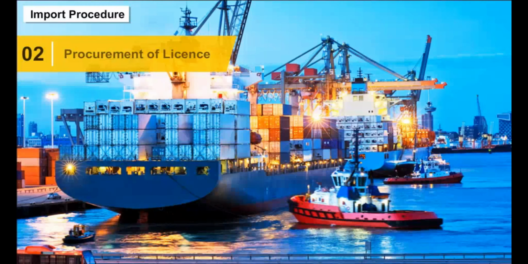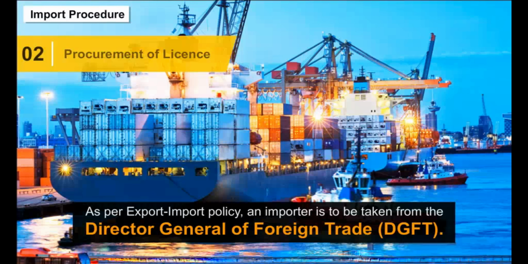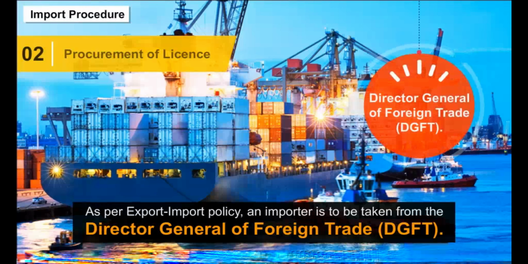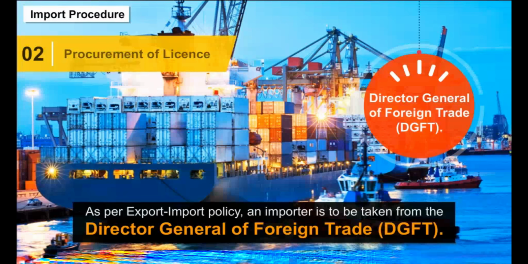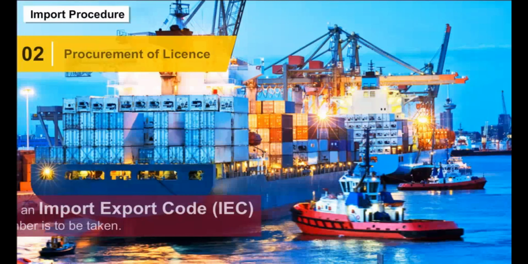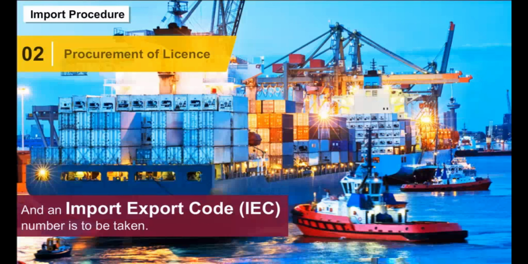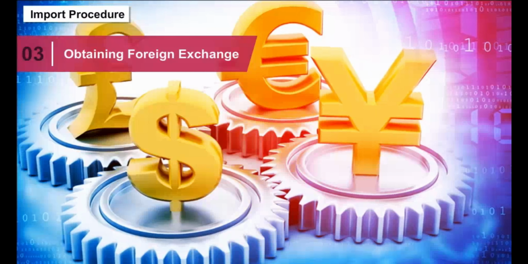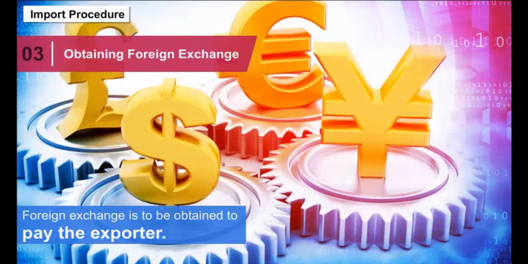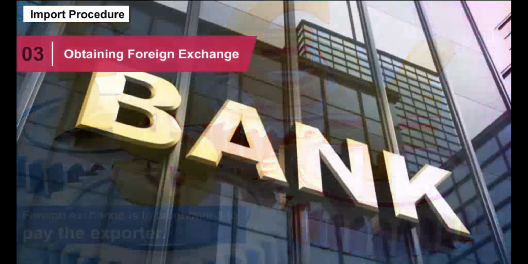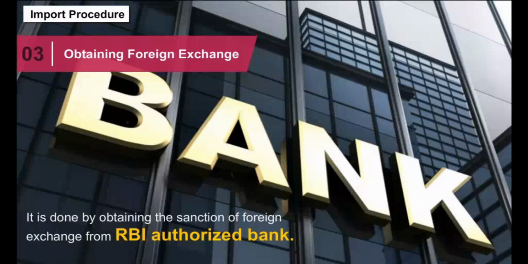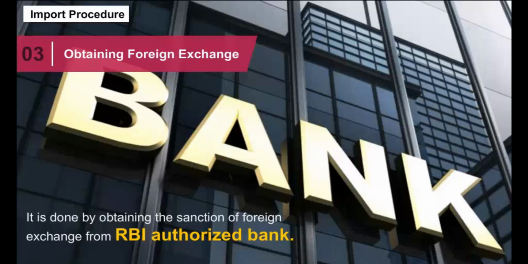Procurement of license. As per the Export-Import Policy, an importer needs a license from the Directorate General of Foreign Trade (DGFT), and an Import-Export Code (IEC) number is to be taken. Obtaining foreign exchange. Foreign exchange is to be obtained to pay the exporter. It is done by obtaining the sanction of foreign exchange from an RBI authorized bank.